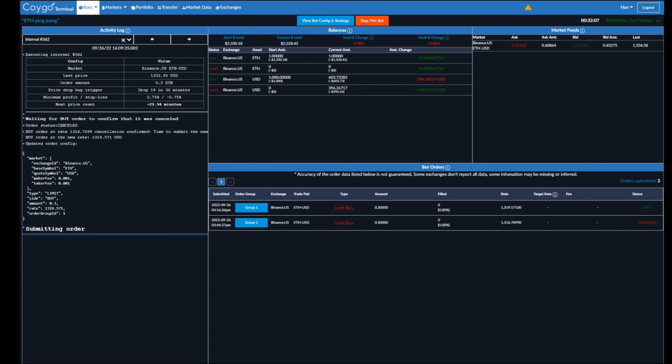We go to the next interval, it says waiting for the buy order to confirm it was canceled. It sees that it's confirmed. Now it's time to submit a new buy order at the new rate, and then it does so.